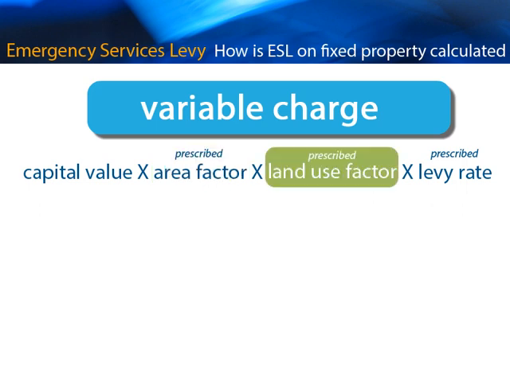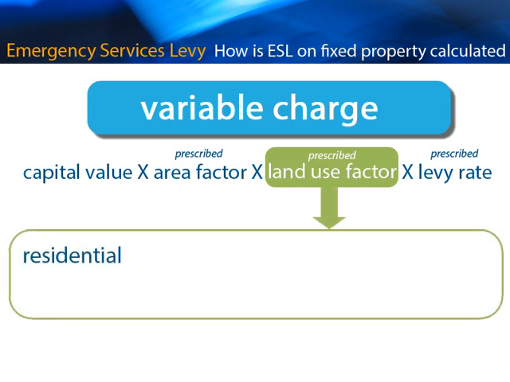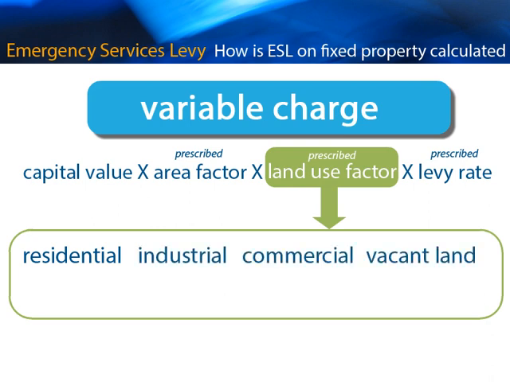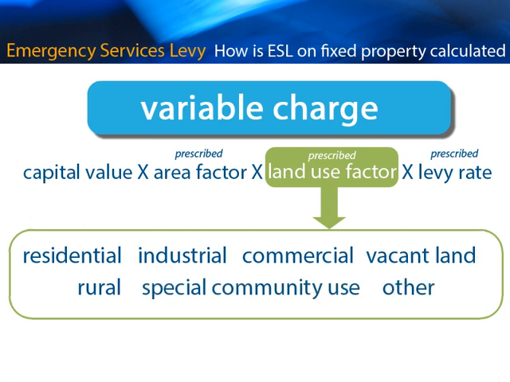The land use category is based on the land use attributed to the property by the Office of the Valuer General. There are 7 land use categories for Emergency Services Levy purposes. Each of these has a prescribed land use factor. The Emergency Services Levy land use categories are residential, industrial, commercial, vacant land, rural, special community use, and other.